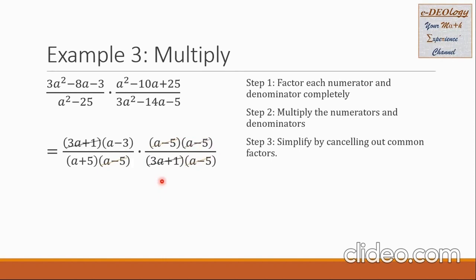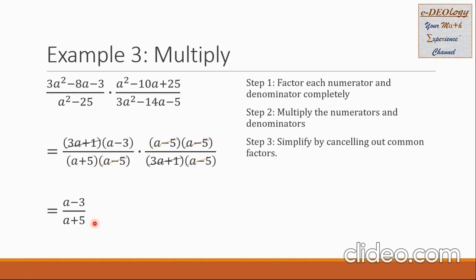And then we will just collect the remaining factors. So in here is the a minus 3. We copy down here. We can remove the grouping symbol. And in the denominator, the remaining factor is the a plus 5 only. So we will just copy that. Also, we can remove the grouping symbol.